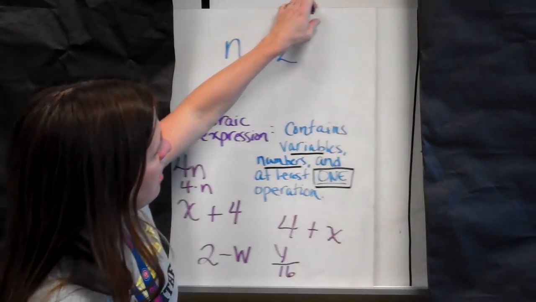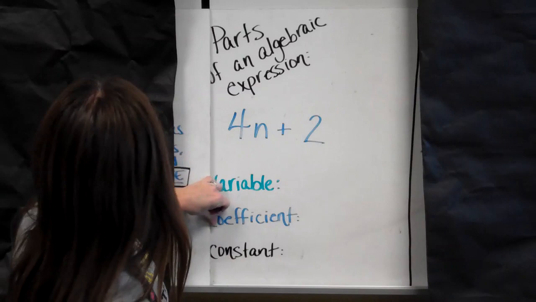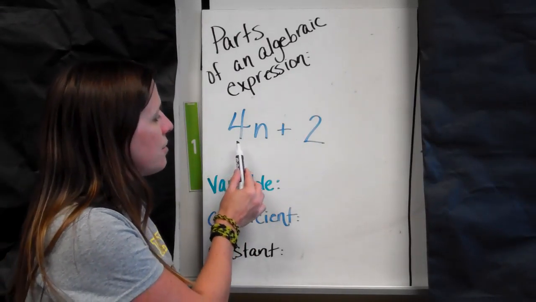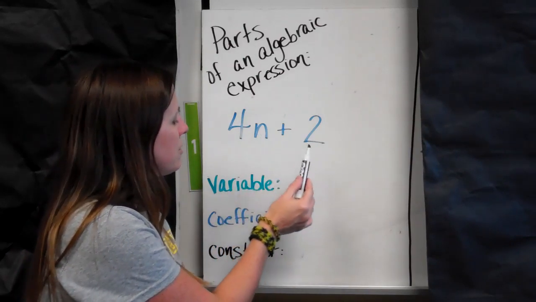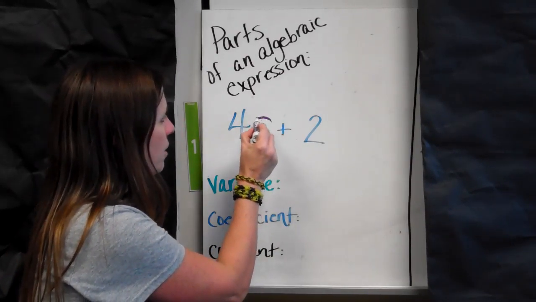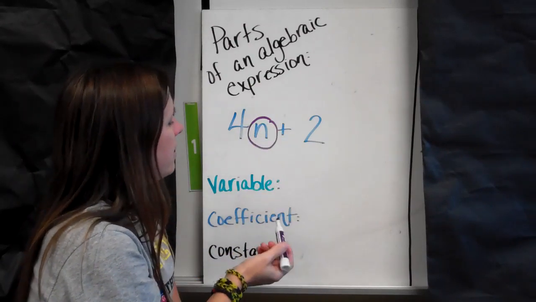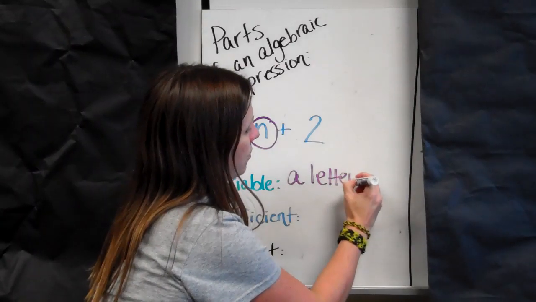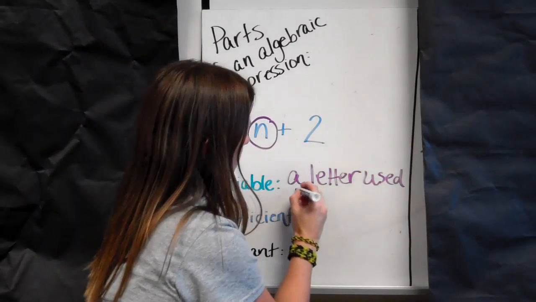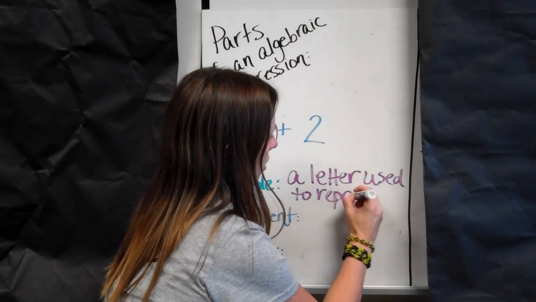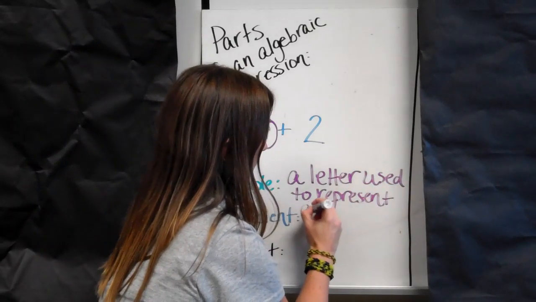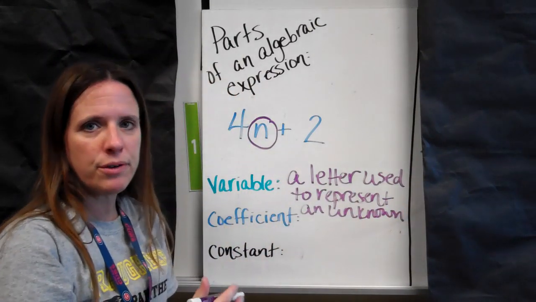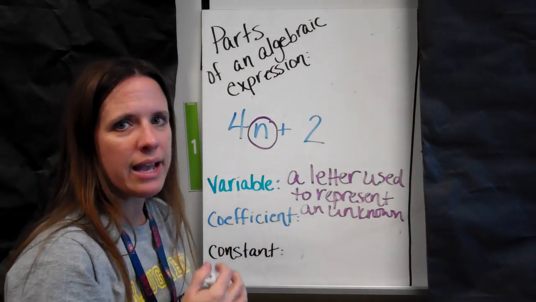So speaking of that, let's look here at the parts of the algebraic expression. All right, so I have a new expression, 4n plus 2. The variable is right here, and it's the n, and the variable is a letter used to represent an unknown. So in this case, we're using n. In some of the other examples I did on the previous board, we had w, we had y, okay?